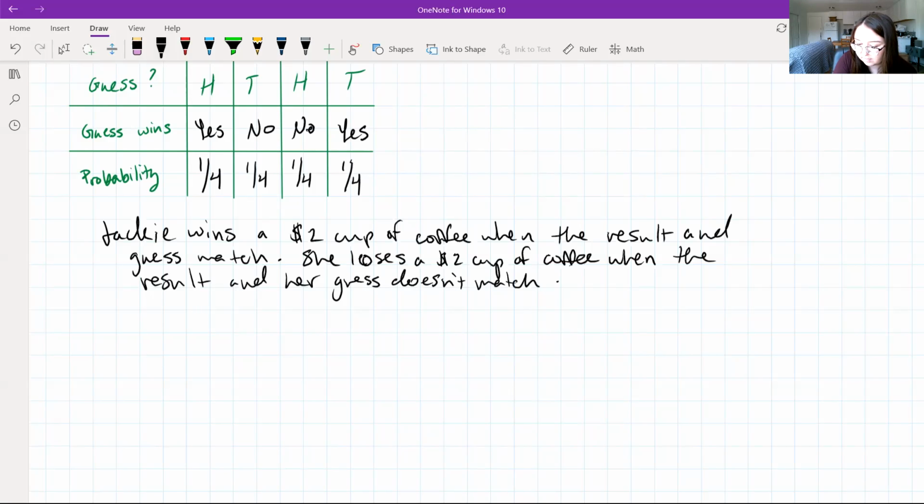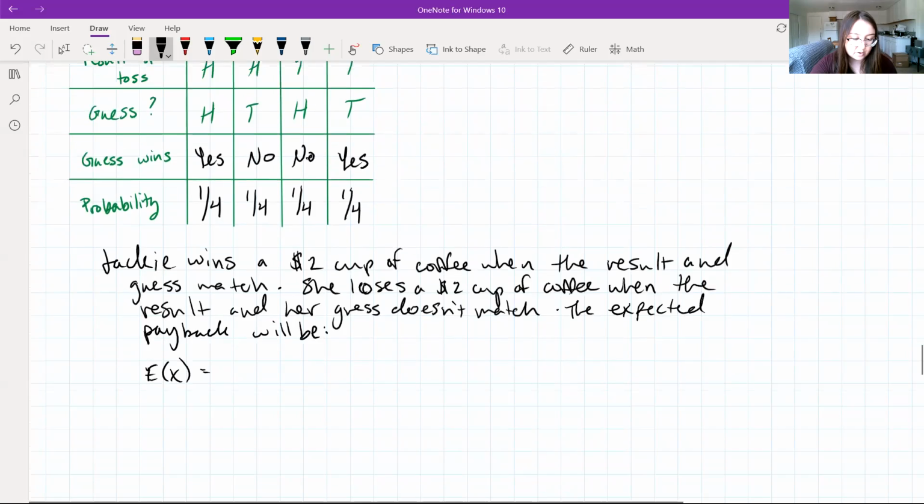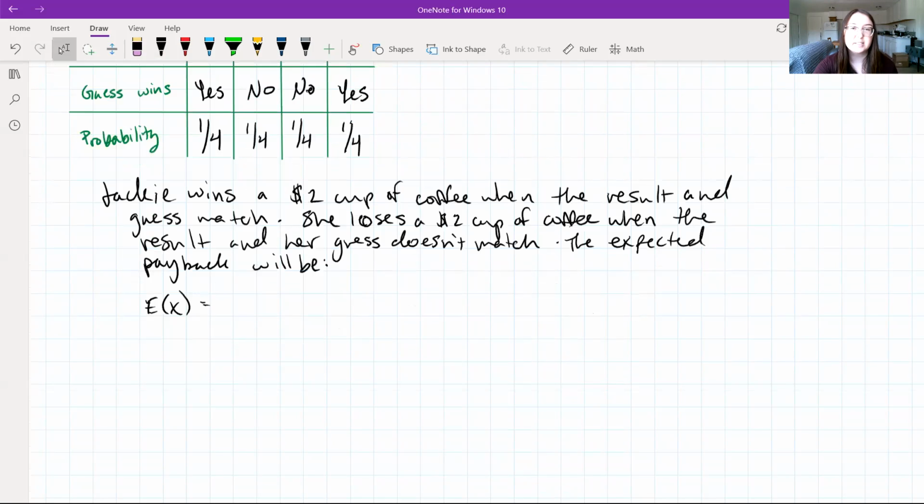Then the expected payback will be, and then we want to write our expected value here. So we can say that the outcome of her winning will be $2. So let's say a win is +2, a lose is going to be -2.